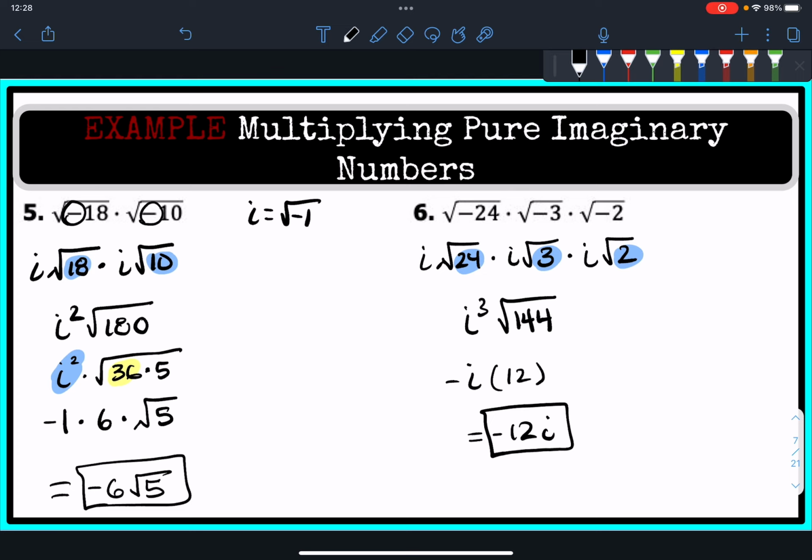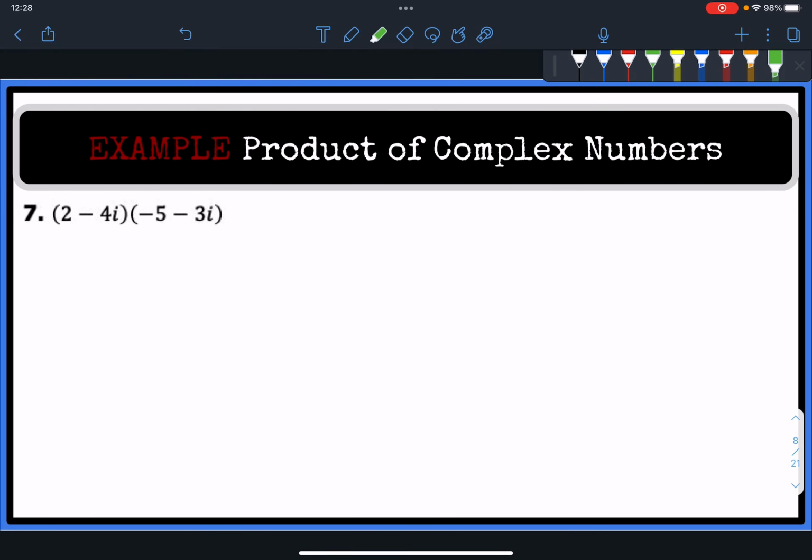Now, this definition right here that we used on example number 5, that i to the second power is equal to negative 1, is going to be useful when we actually multiply complex numbers. So here we were just multiplying pure imaginary numbers. Now let's go into examples of multiplying complex numbers. Now to multiply complex numbers, we simply follow the same rules of multiplying binomials. We are just going to use distribution.